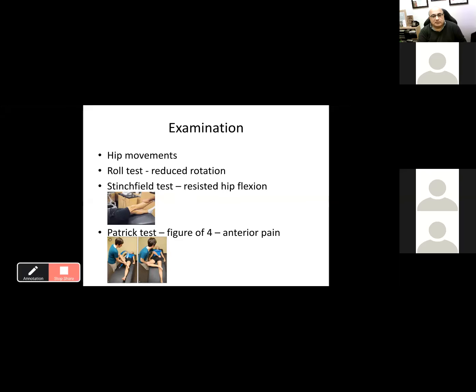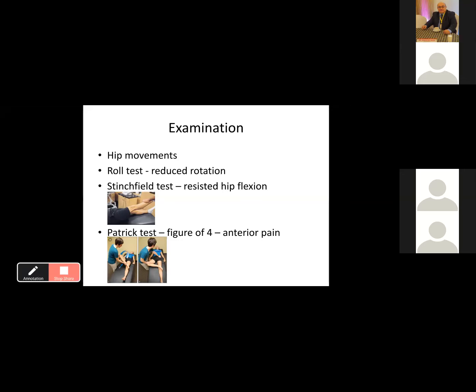Then you're going to look at their hip movements. As you flex them up to 90 degrees, you want to note if they go into obligate external rotation, because they've got a very stiff hip. Other tests that come up in MCQs more than anything are these ones. The Stinchfield test is resisted hip flexion, where you ask the patient to straight leg raise and you press and they get pain anteriorly. That suggests they've got an anterior loss of cartilage.